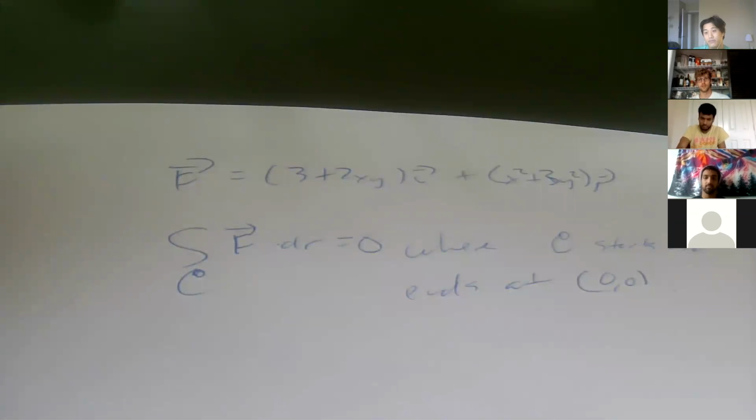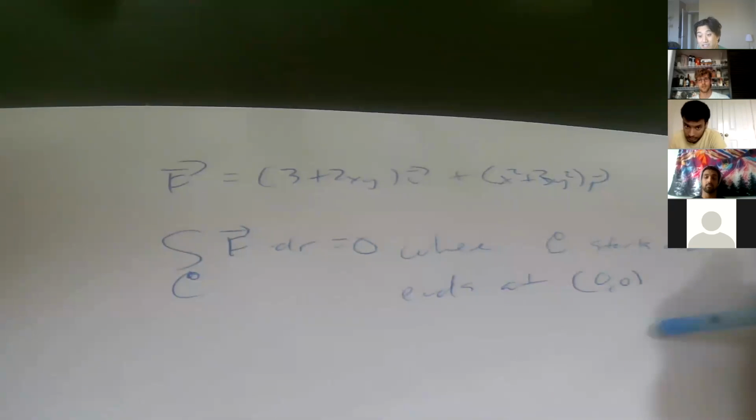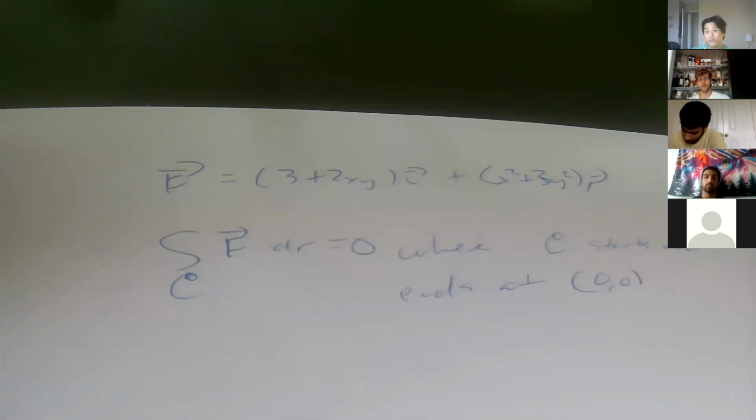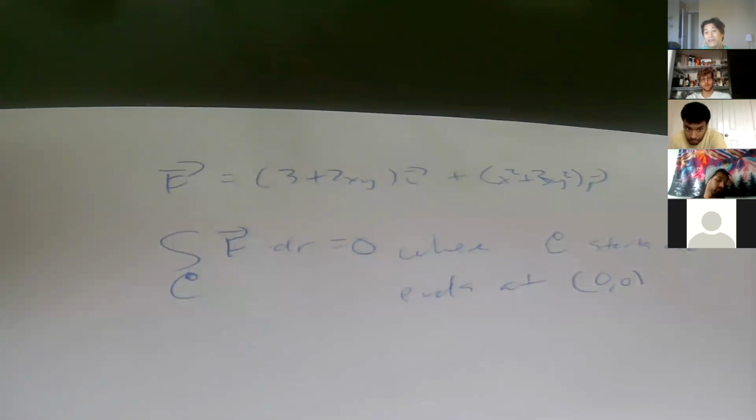It's conservative, right? Because this is conservative, it doesn't matter what C does as long as it starts and ends at the same spot. So I don't even need to find what F is. I don't need to do anything. All I need to do is take these two derivatives, check that it's conservative, and write down 0. Okay? Does that make sense? Yeah.